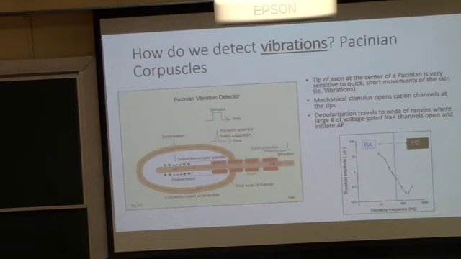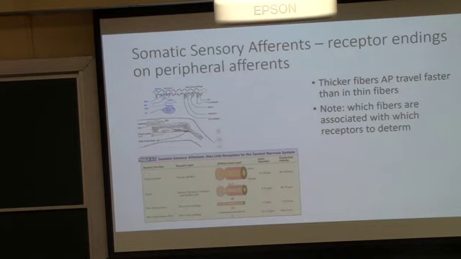Does that make sense? Is there a difference between vibration and flutter? For the purposes of this class, I wouldn't differentiate too much, but basically it's just a high frequency touch or sense of touch. So somatic sensory afferents or receptor endings on peripheral afferents.